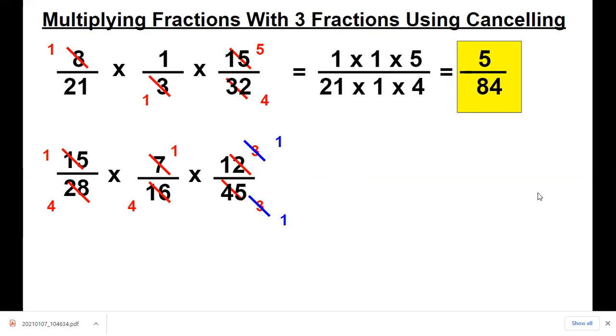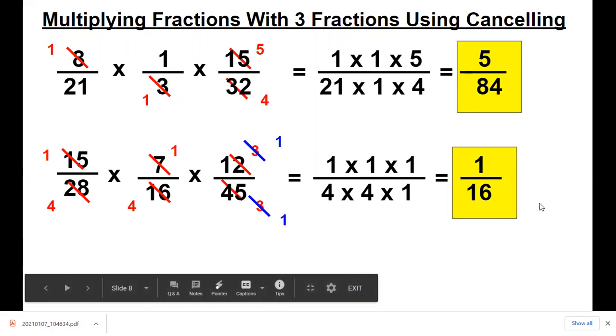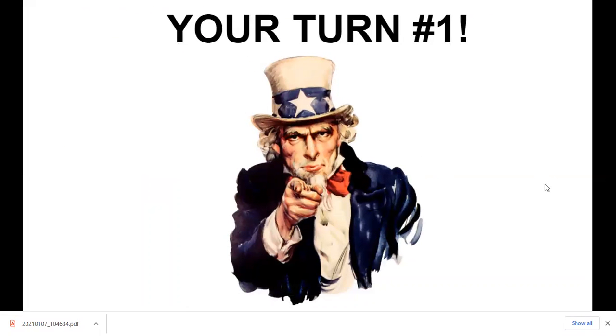So look how much simpler I made that problem. Otherwise, I'd have huge numbers to multiply together, right? So now I just have to multiply 1 times 1 times 1 on top, and 4 times 4 times 1 on the bottom. Super easy. What's 1 times 1 times 1? Well, that's going to be 1. And 4 times 4 times 1 is 16, right? So there's our 1/16. Okay, now it's your turn. Give this a try. See you back in a moment.